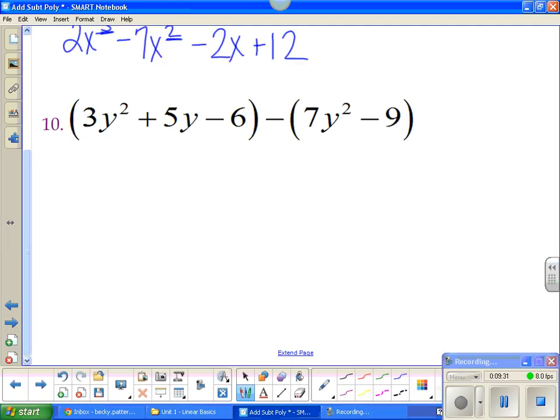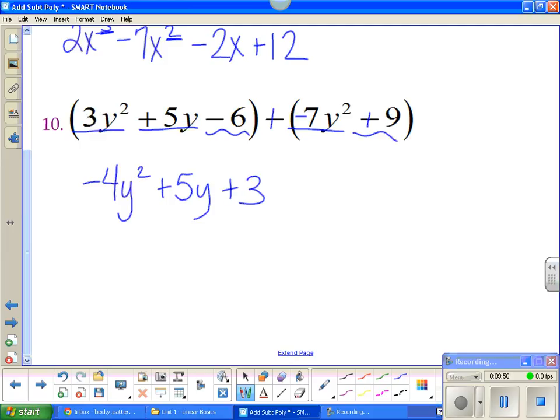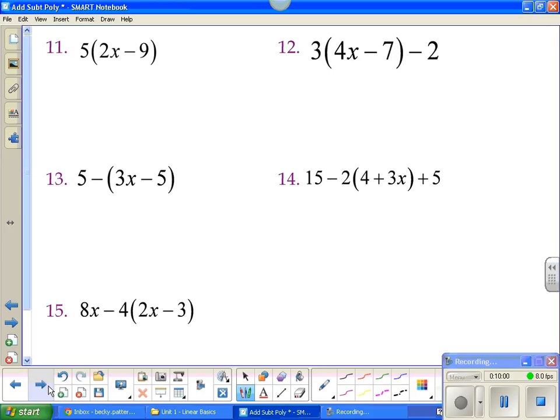Okay. On number 10, I'm going to change the minus to a plus, change all the signs in the second parentheses, and combine my like terms. So he is like terms with this guy, so that's a 3 and a negative 7, which gives me a negative 4y squared. He has no like terms, so I'm going to bring him down. And then I have a negative 6 and a positive 9, which is a positive 3.